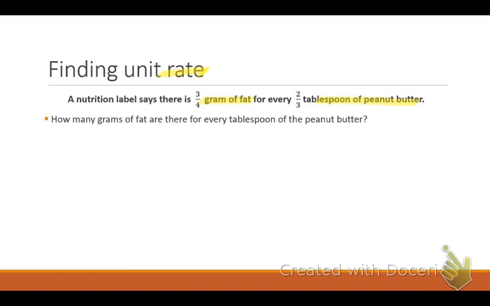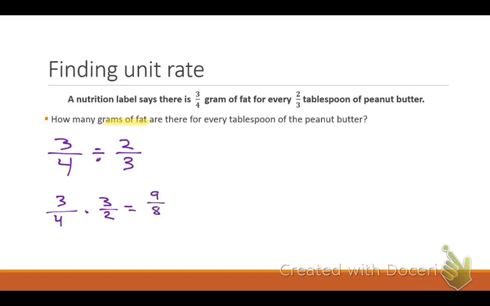So now I want you to tell me how many grams of fat are there for every tablespoon of peanut butter. Make sure once you find that unit rate that you label it. Please label it. To find the unit rate, you must divide the first amount. Now, it doesn't mean the first amount from the directions. It means the first amount in the actual question. So grams of fat comes first, 3/4, divided by the tablespoons of peanut butter. Now I have to flip and multiply 3/4 times 3/2, and I get 9/8.